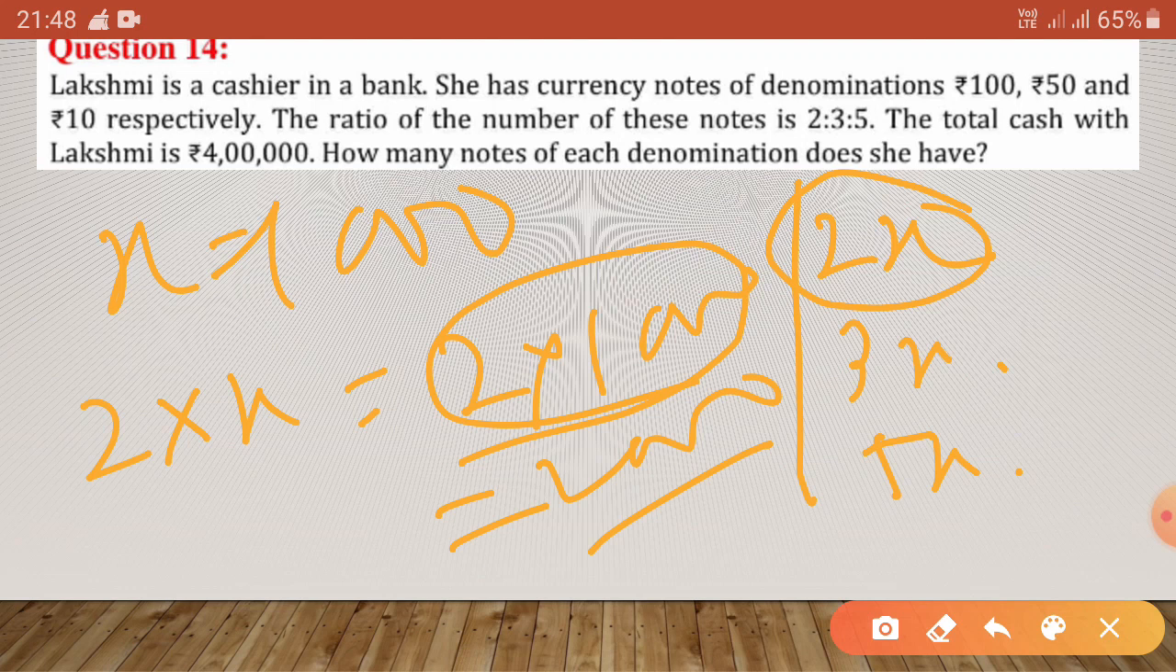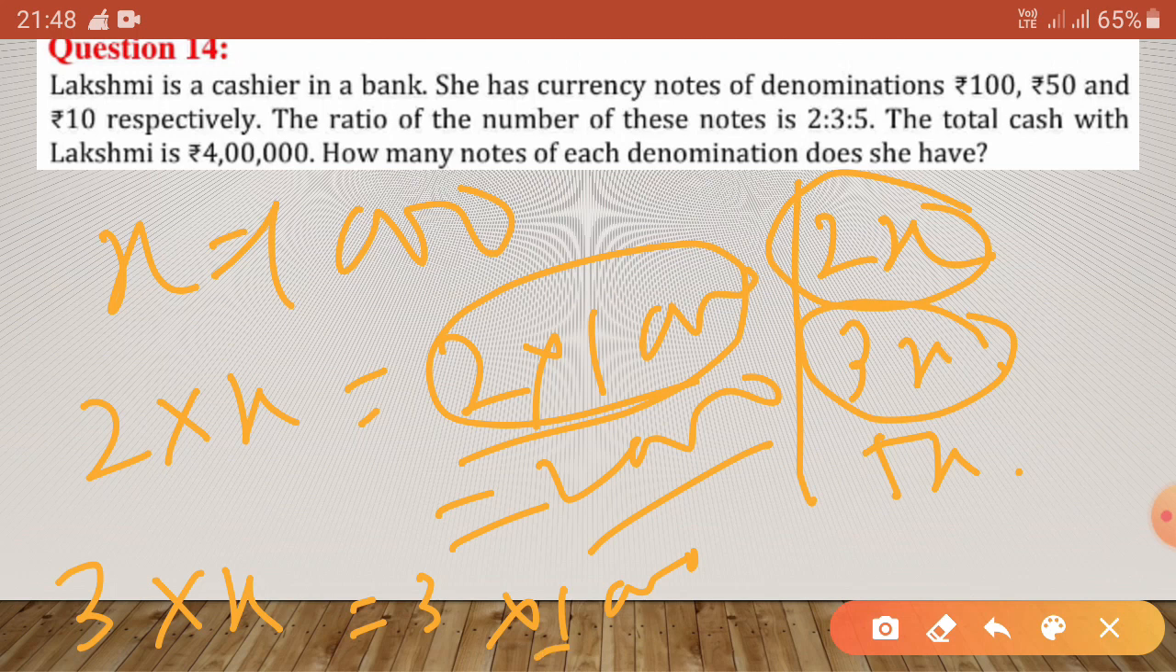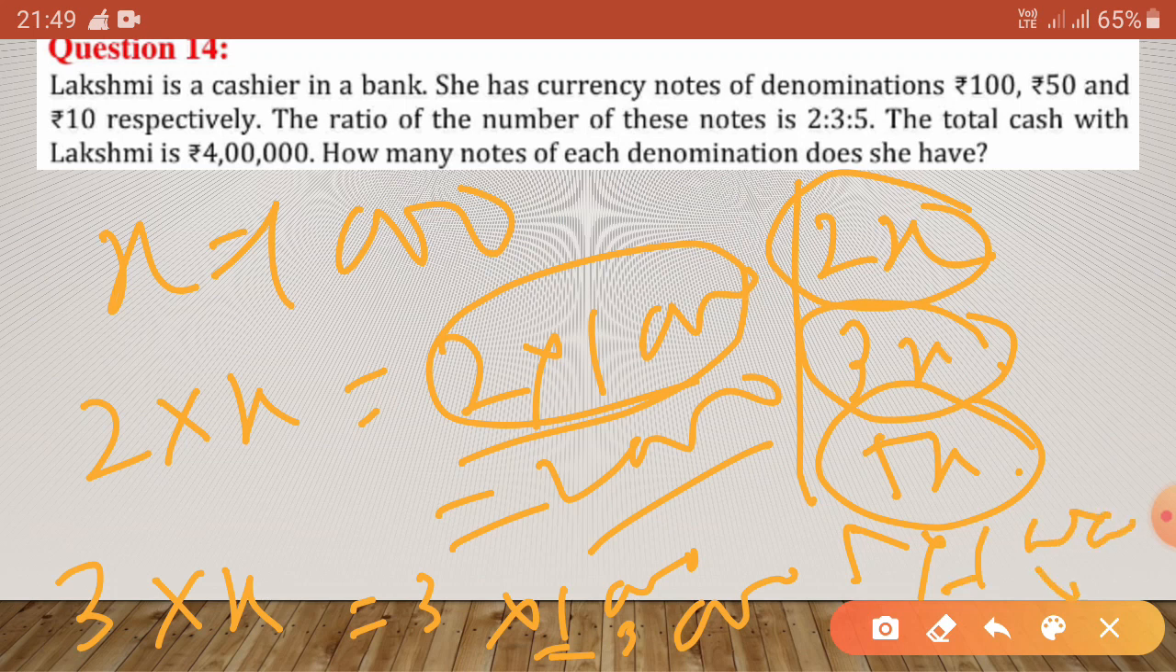Then the number of 50 currency notes is 3x, we have assumed. So 3x means 3 into x, that means 3 into 1000, that means 3000. So the number of 50 currency notes is 3000, and lastly the number of 10 currency notes will be 5x, that means 5 into 1000, it gives us 5000.